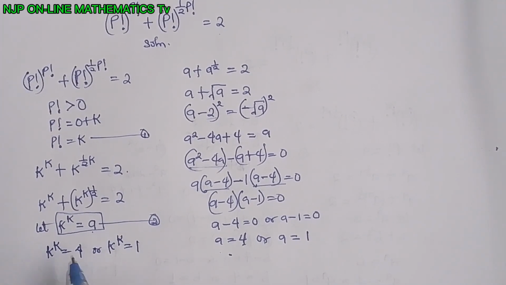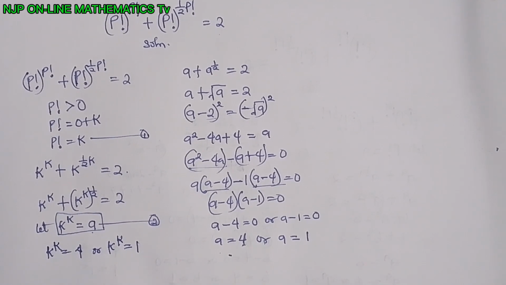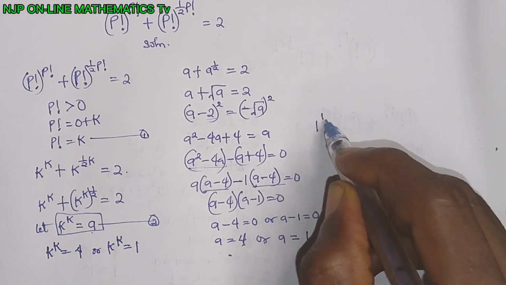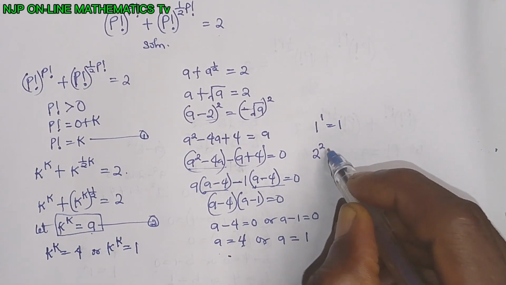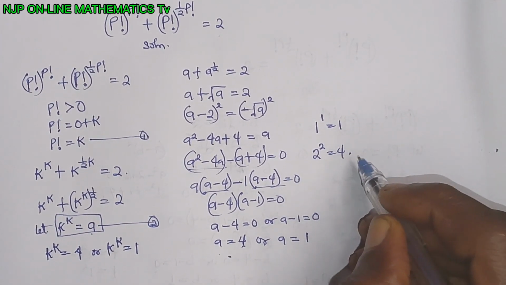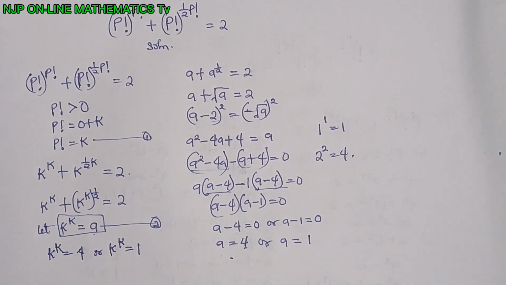And we know that 4 is a perfect square and 1 is also a perfect square. And 1 raised to the power of any number is 1. That means 1 to power 1 equals 1. And for 4, 2 to the power 2 equals 4. This is a perfect square, as well as 1 is a perfect square.